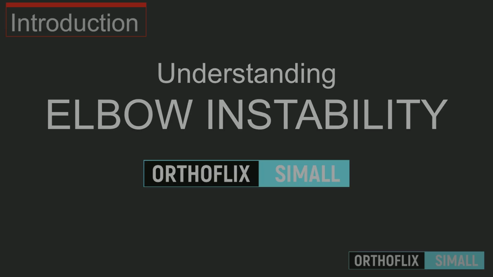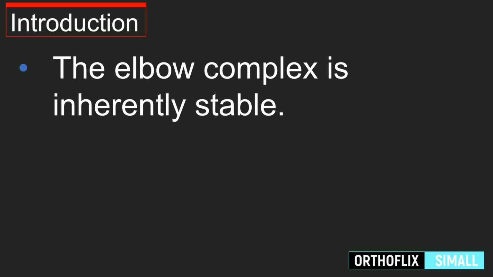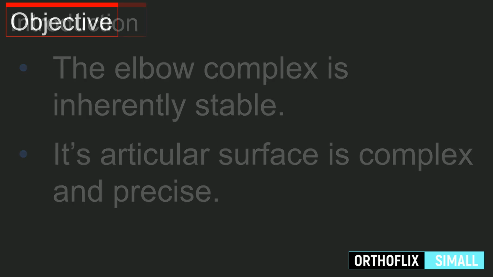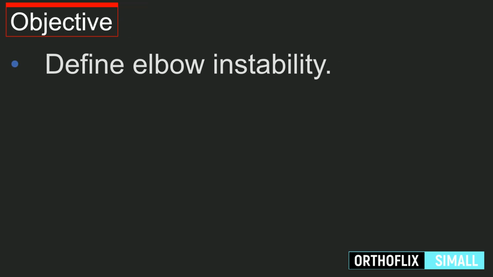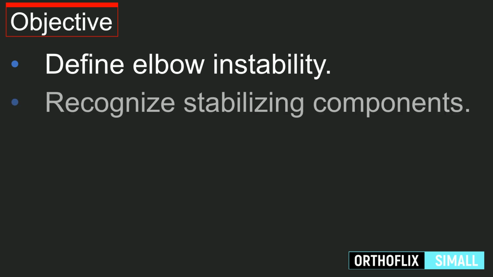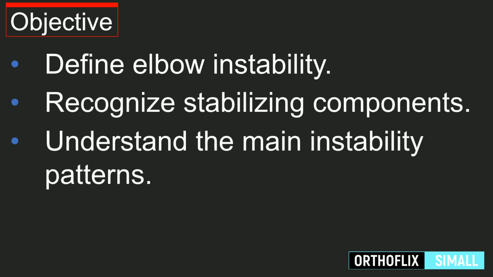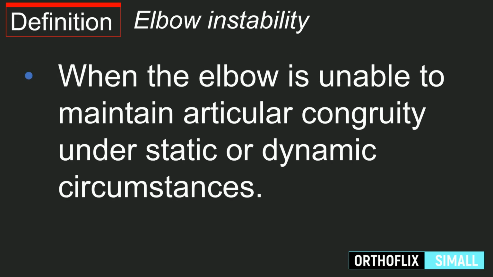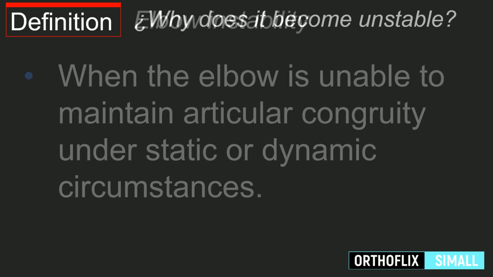Understanding elbow instability. The elbow complex is inherently stable. Its articular surface is complex and precise. The objective of this presentation is to define elbow instability, recognize stabilizing components, and understand the main instability patterns. So what is elbow instability? It's when the elbow is unable to maintain articular congruity under static or dynamic circumstances.